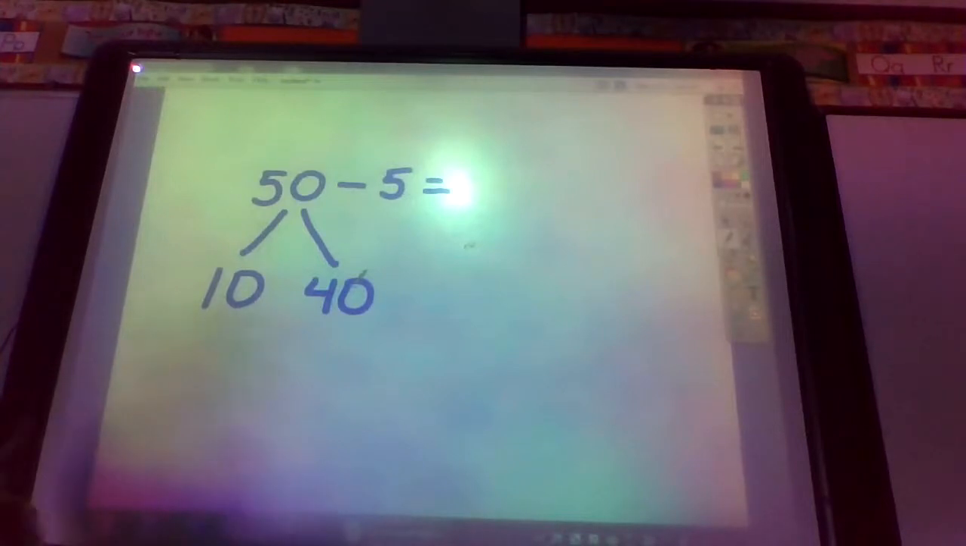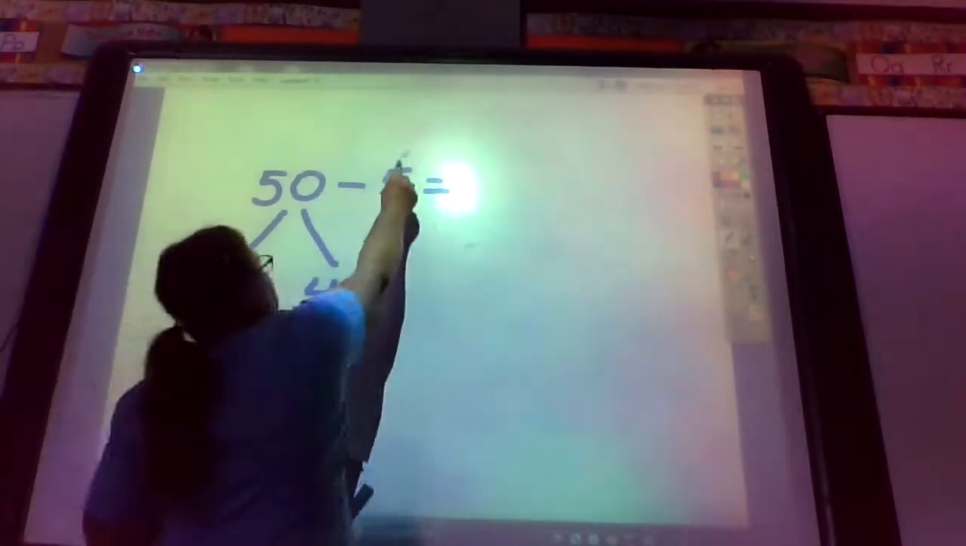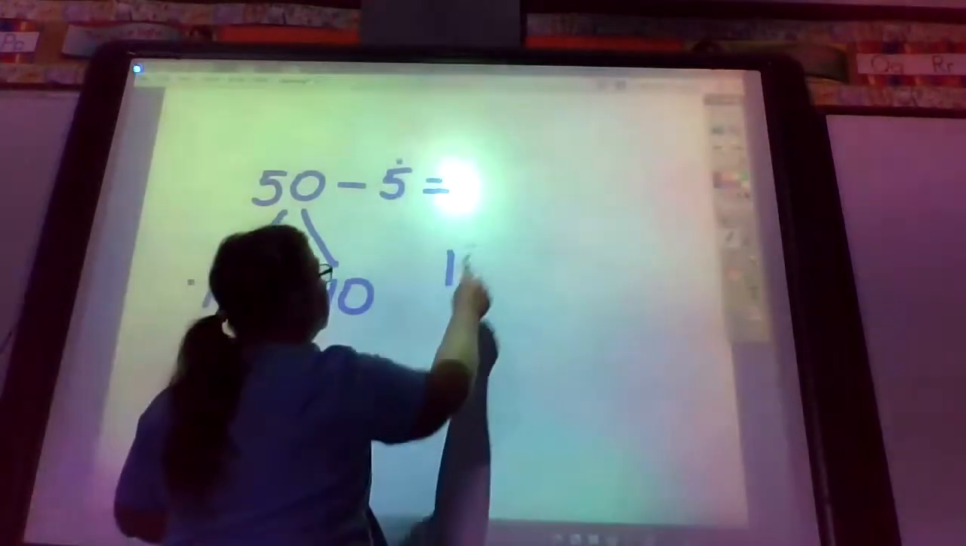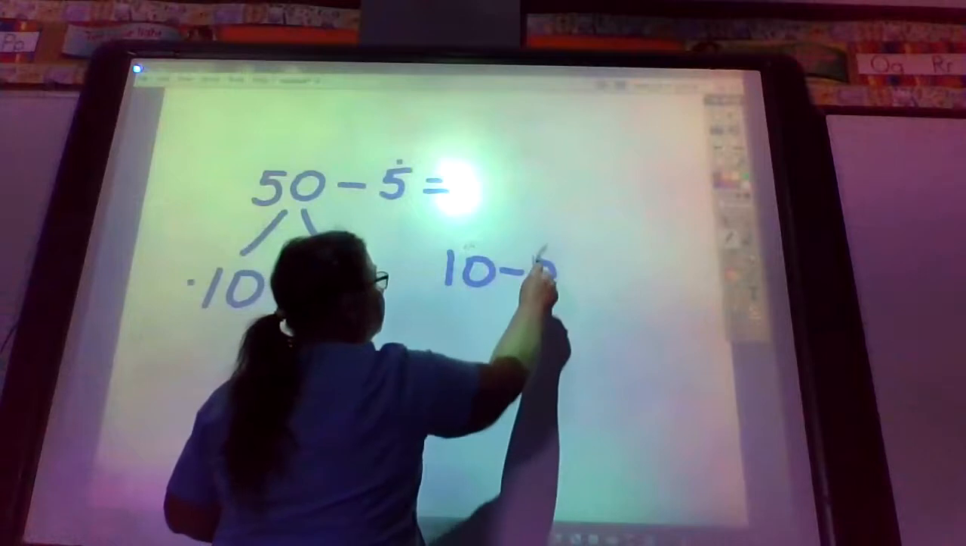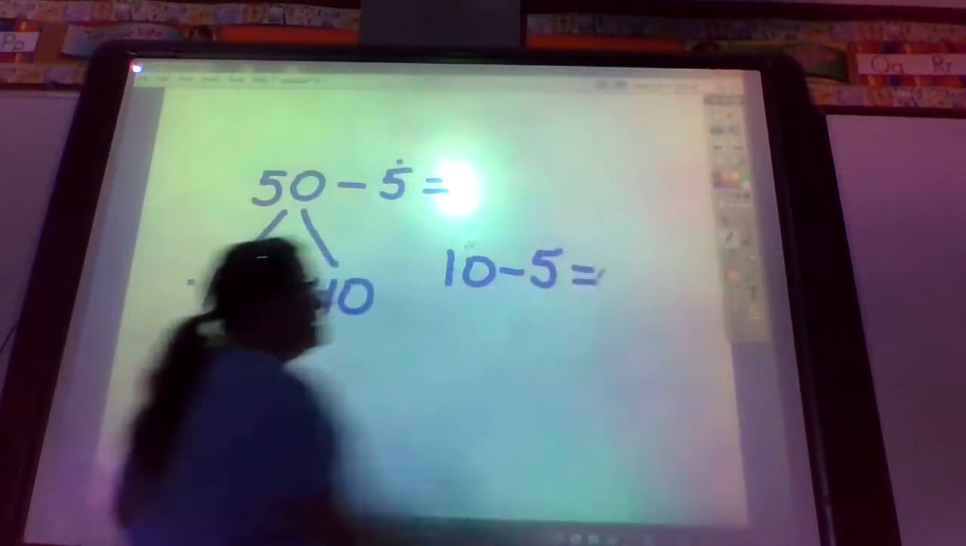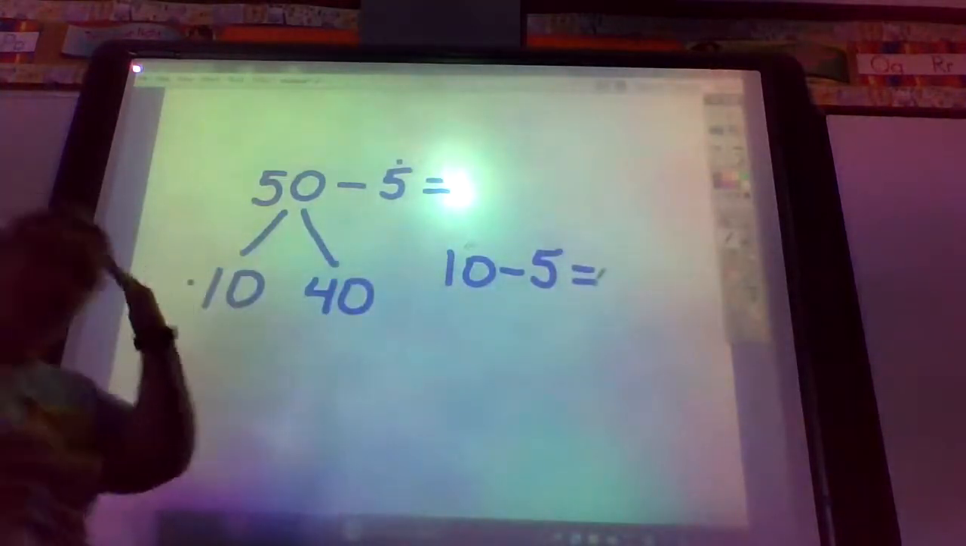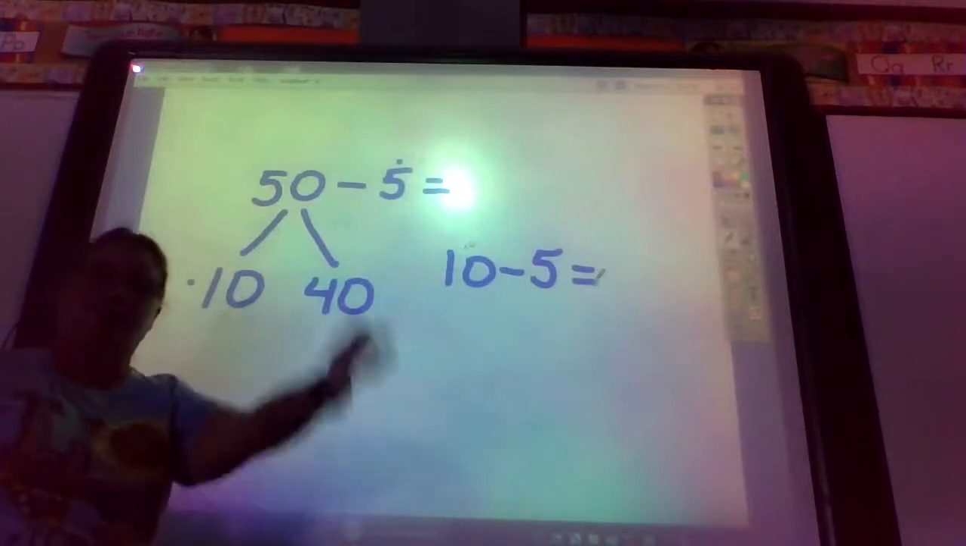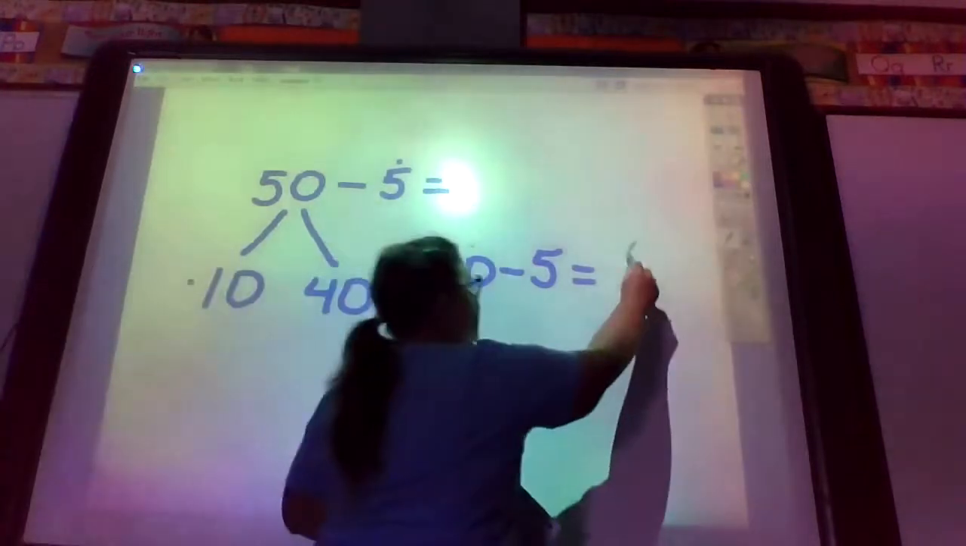Now I need to make my subtraction problem. I always use my 10, and I use this number that's over here that I'm originally subtracting to make a subtraction problem. 10 minus 5. Well, 10 minus 5, I can count it up or I can know it in my brain. 5, 6, 7, 8, 9, and 10. That gives me 5.